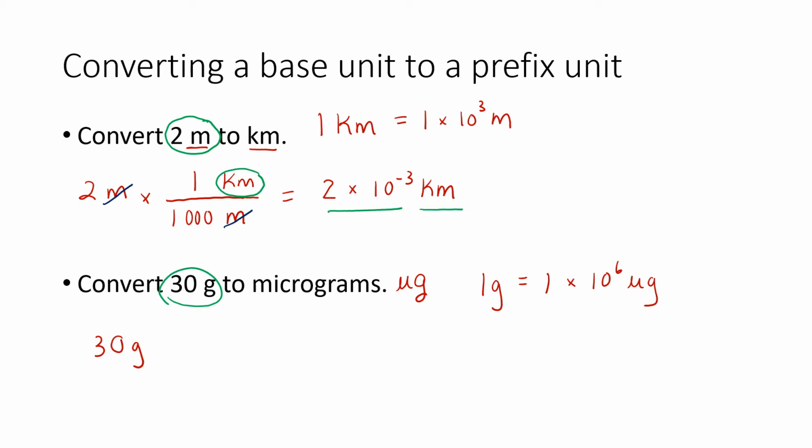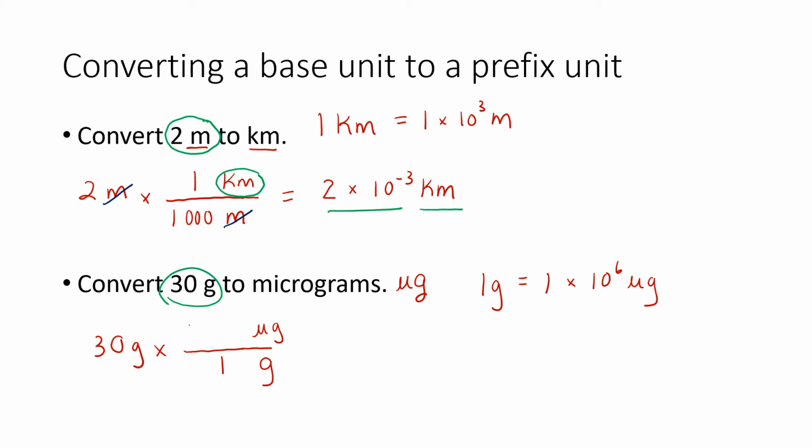So 30 grams times, as a fraction, our unit conversion. So where are we going to have to put our grams? We know that that's going to have to cancel eventually. So our grams are going to go in the denominator, and our micrograms are going to go in the numerator because that's the unit we're trying to work towards.